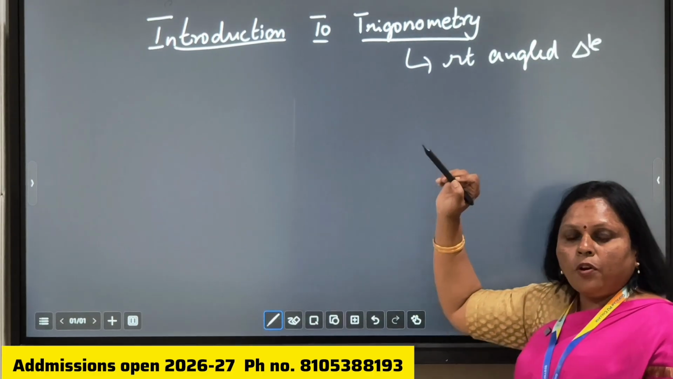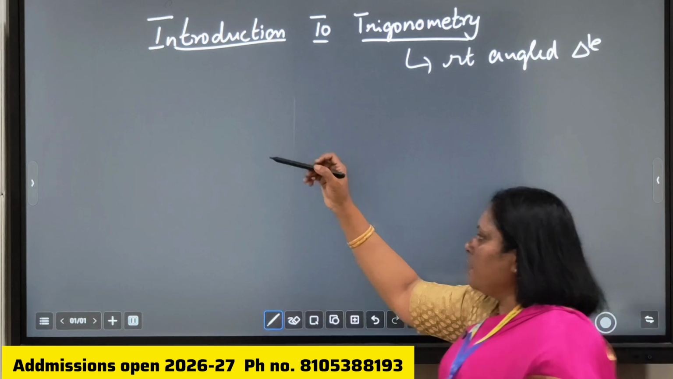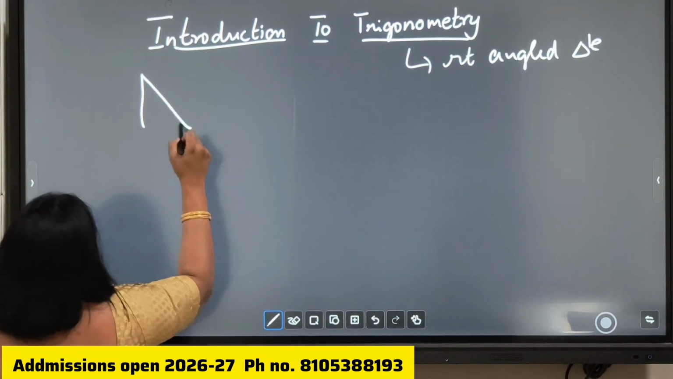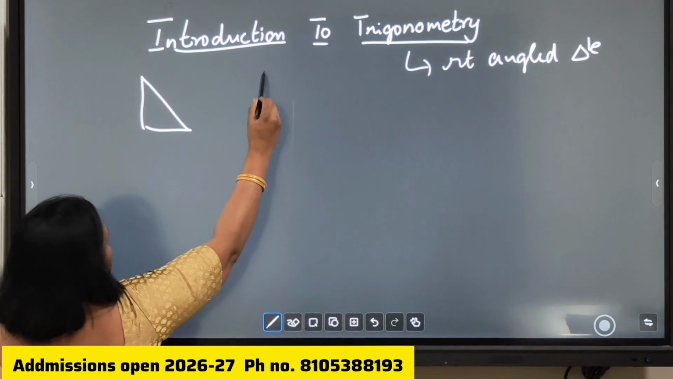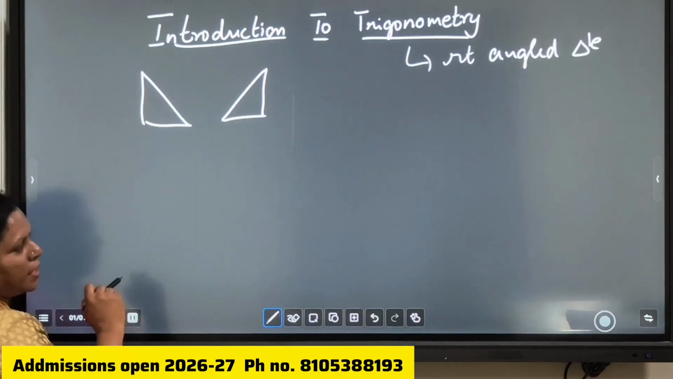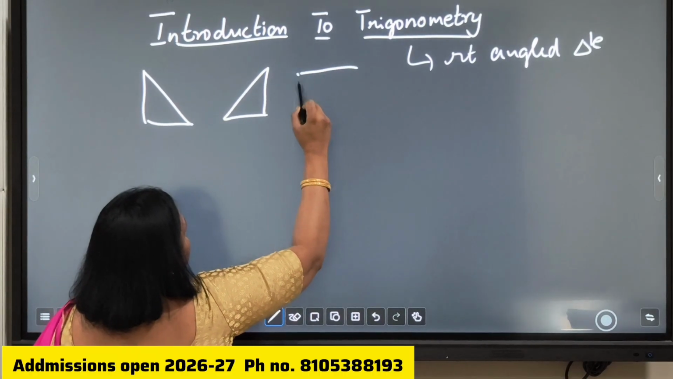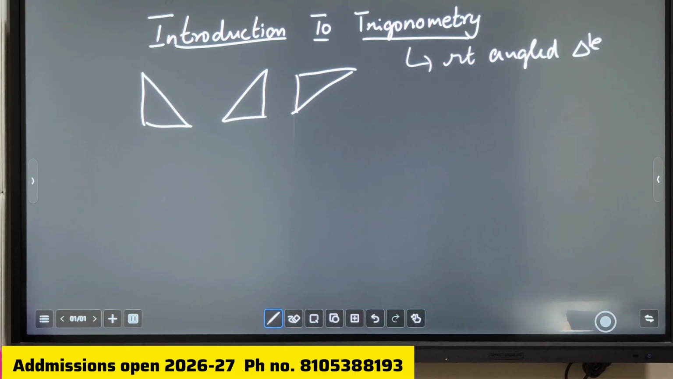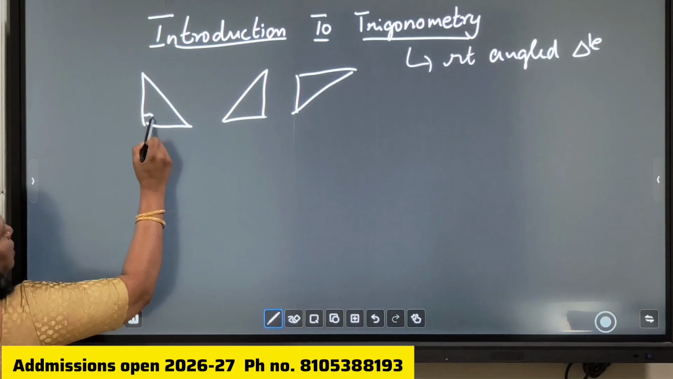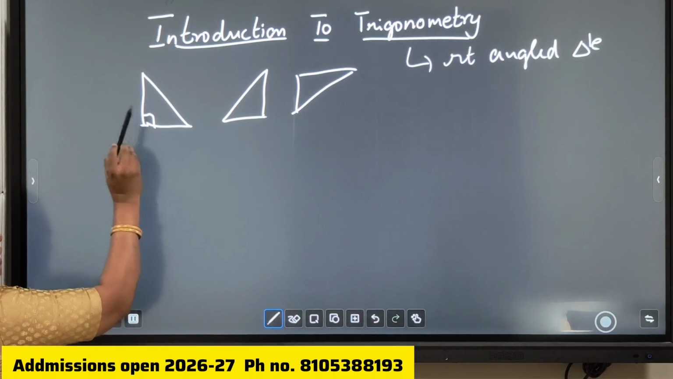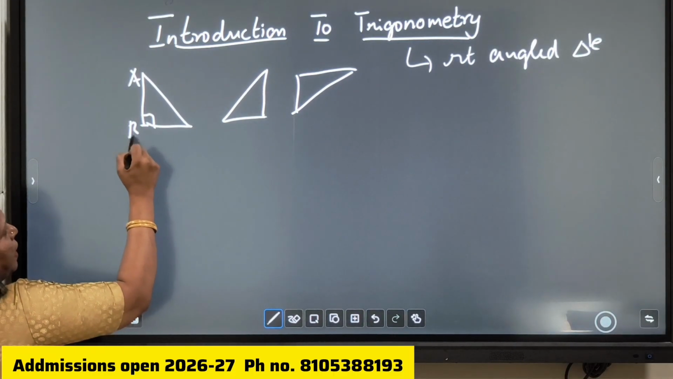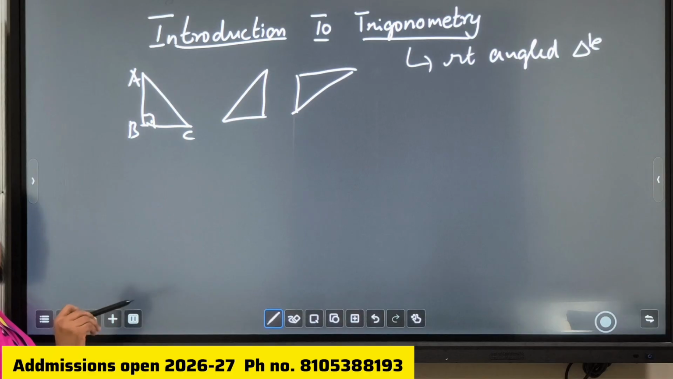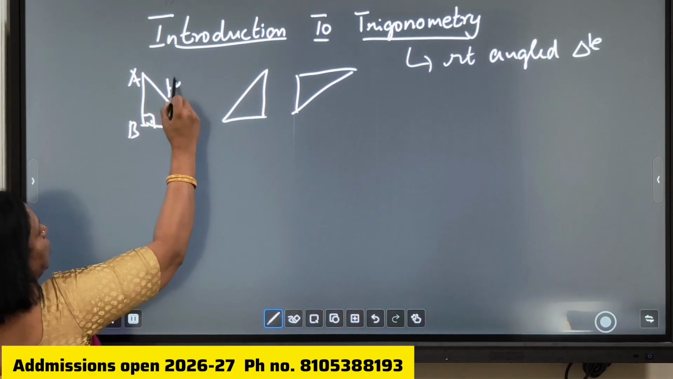Now, when we talk about a right angle triangle, we can draw it this way, and some other children will draw it this way. You can also draw it this way. Now, we need to fix which is the opposite side, which is the adjacent side, and the hypotenuse. The side opposite to the right angle, that is 90 degrees, is the hypotenuse.